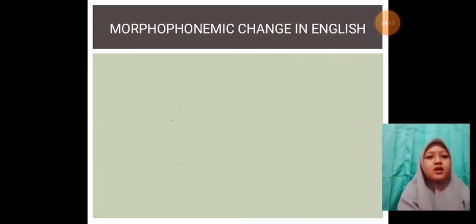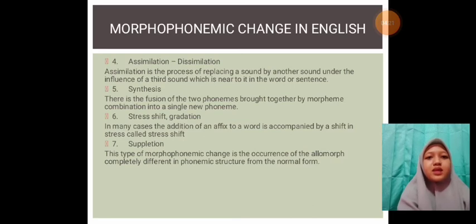Then the fourth, assimilation and dissimilation. Assimilation is the process of replacing a sound by another sound under the influence of a third sound which is near to it in the word or sentence. And the fifth, synthesis. There is a fusion of two phonemes brought together by morpheme combination into a single new phoneme.